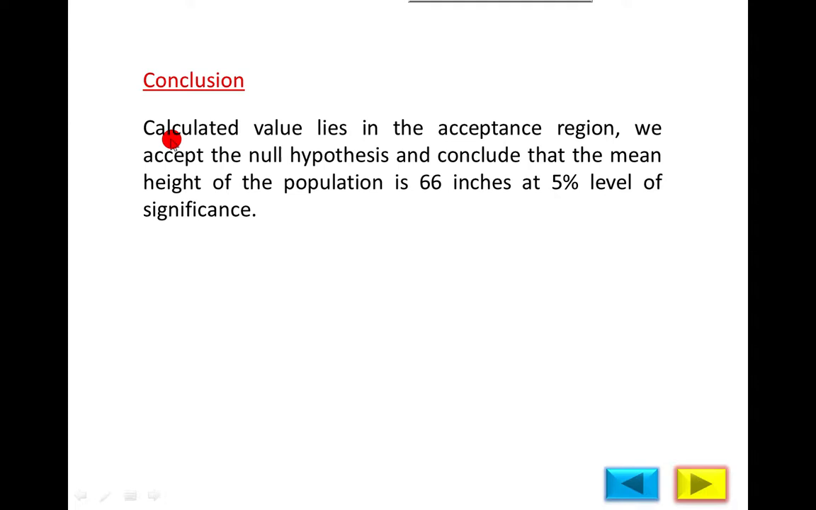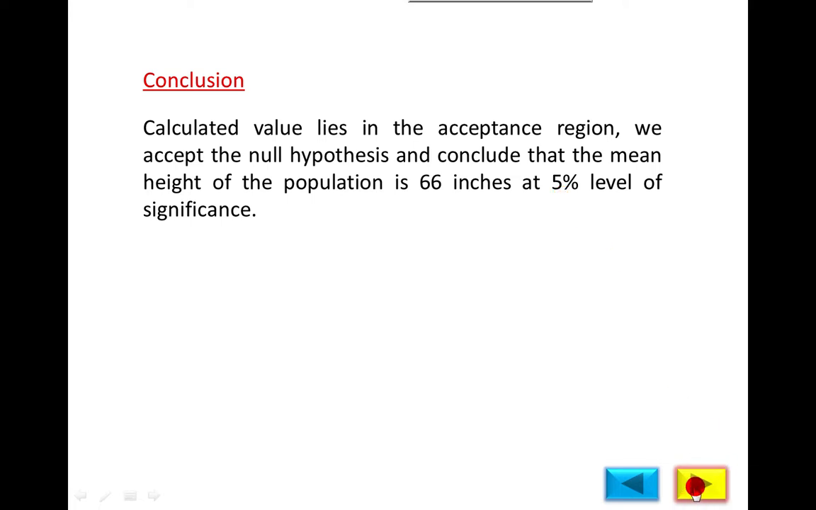So the last step: the calculated value lies in the acceptance region, we accept the null hypothesis. This is the general statement, and the conclusion is that the mean height of the population is 66 inches at 5% level of significance. We also write the level of significance because sometimes at 5% level of significance we may accept, or at 10% may reject, and so on.